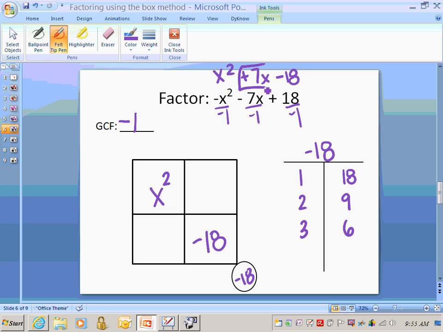So I'm adding to positive 7. So what do you suggest? Bigger one's negative? I'm adding to get a positive number. So what do? Smaller one's got to be negative. So then -2 plus 9 will give you positive 7. So -2x and 9x.